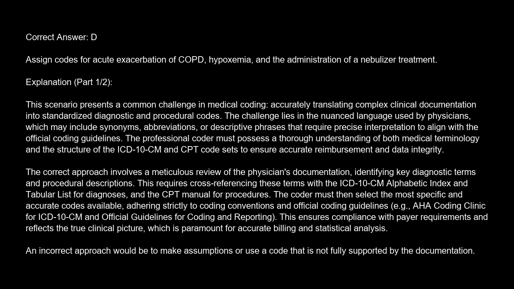The professional coder must possess a thorough understanding of both medical terminology and the structure of the ICD-10-CM and CPT code sets to ensure accurate reimbursement and data integrity. The correct approach involves a meticulous review of the physician's documentation, identifying key diagnostic terms and procedural descriptions. This requires cross-referencing these terms with the ICD-10-CM alphabetic index and tabular list for diagnoses, and the CPT manual for procedures. The coder must then select the most specific and accurate codes available, adhering strictly to coding conventions and official coding guidelines, e.g.